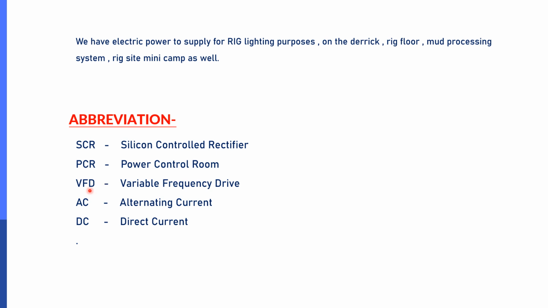And remember that if we have VFD in our power distribution system, it means we have AC motors in our equipment. And if we have SCR or PCR in our power distribution system, power control room, it means our equipment has DC motors.